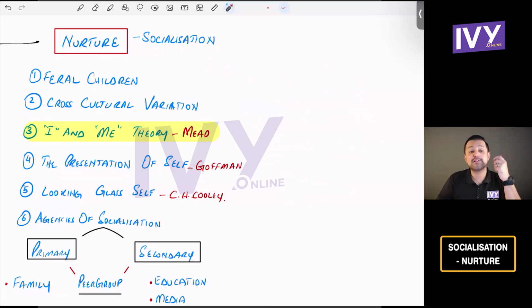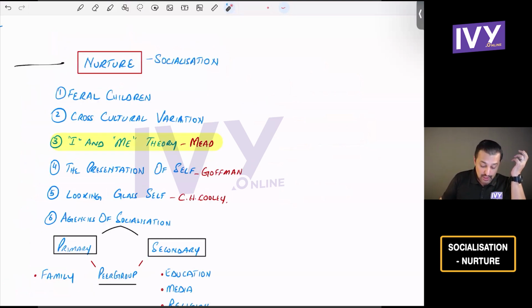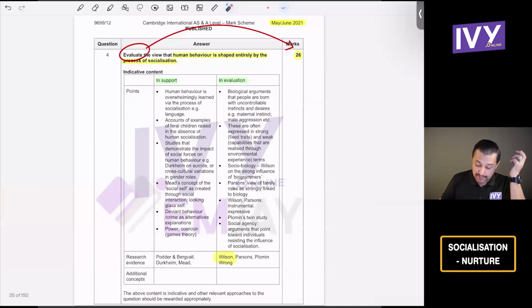Now, while discussing the nurture side of the argument, we would be taking into account feral children. We'd speak about cross-cultural variations, the iron meat theory, the presentation of self theory, the idea put forward by Goffman, the looking glass self theory, the agencies of socialization, and so on and so forth. Without any further ado, let's begin.